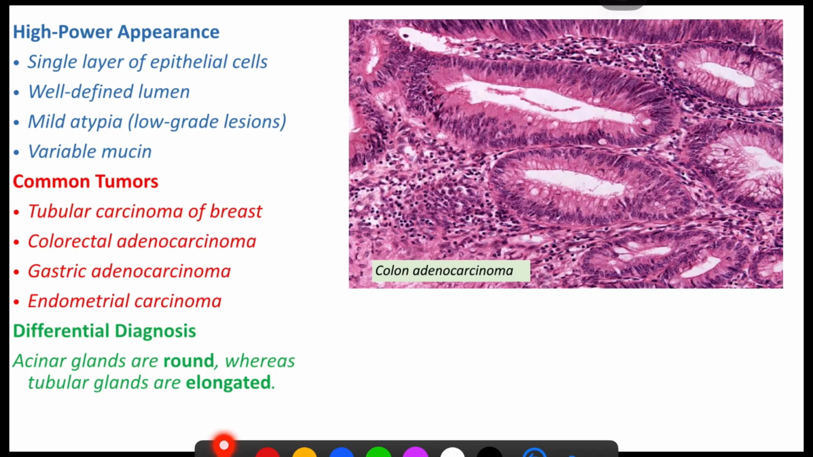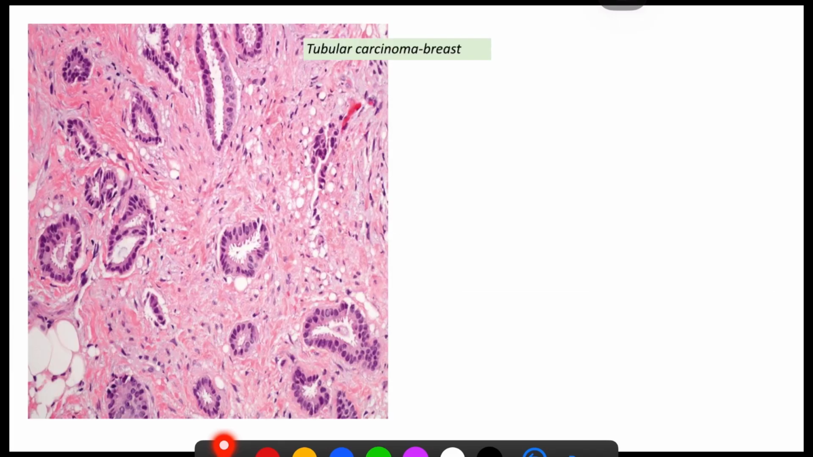And acinar glands are round, which we have seen in prostate, whereas tubular glands are elongated. So here this is again a tubular carcinoma of breast.